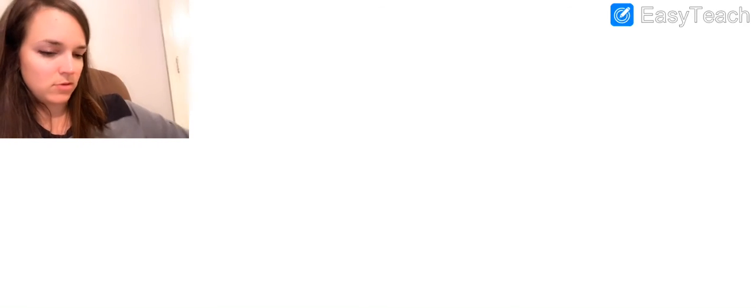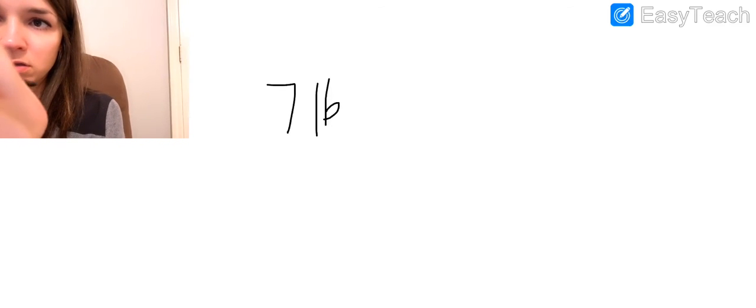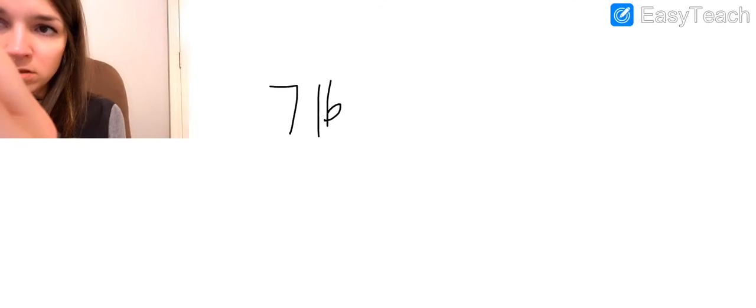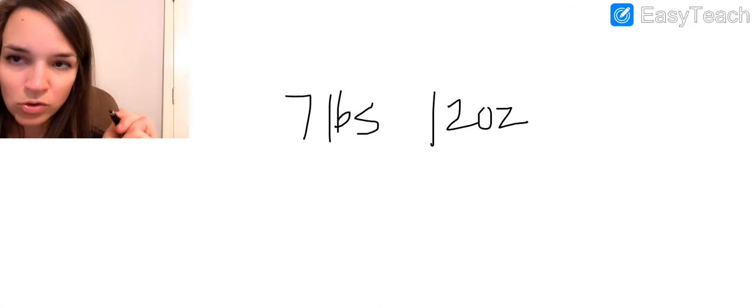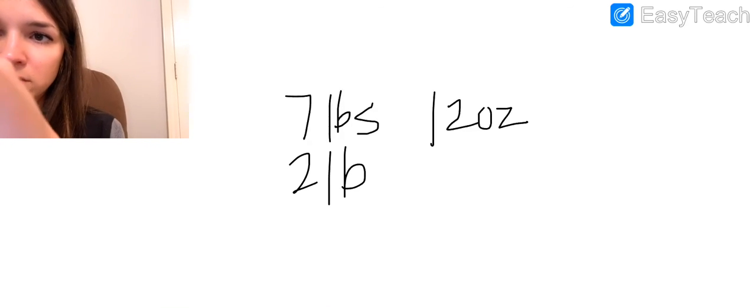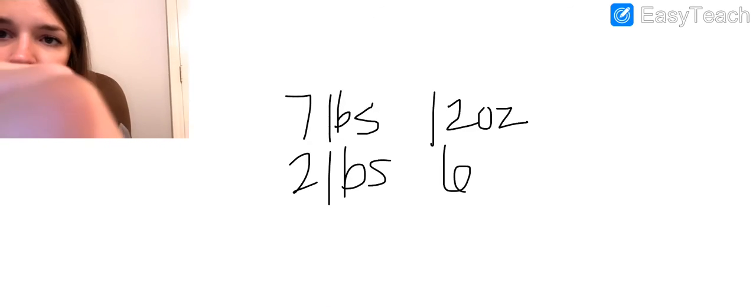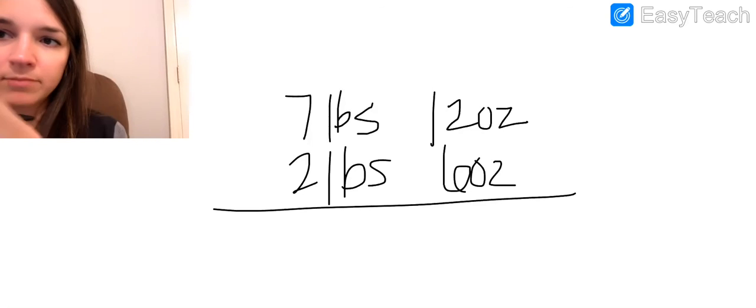Okay, so now we're going to add, let me get to it right here. We're on page 552 for those of you that are following along in the book. So first we're going to add 7 pounds 12 ounces to 2 pounds and 6 ounces. Okay, so we're going to add these.